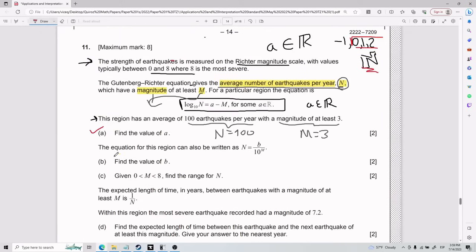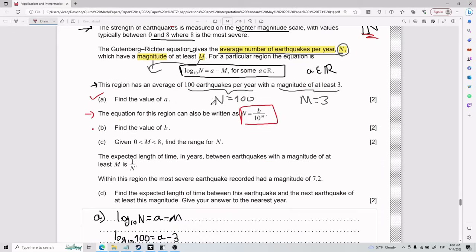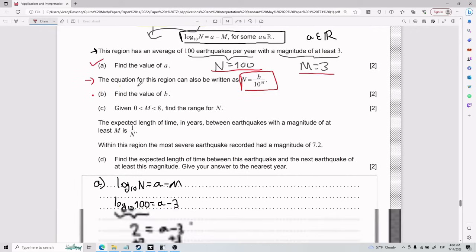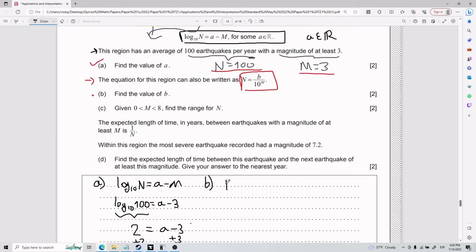Okay, so then they tell us that the equation for this region can also be written as N equals b divided by 10 to the power of m. So, I already said that N is 100 and that M is 3. So let's figure that out. Okay, so N equals b divided by 10 to the power of M. So N is 100, which equals b divided by 10 to the power of 3.